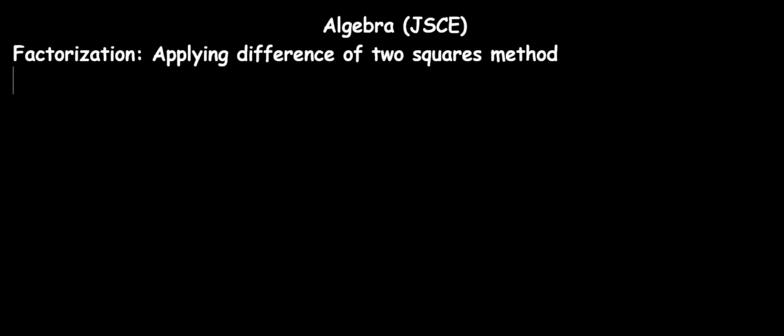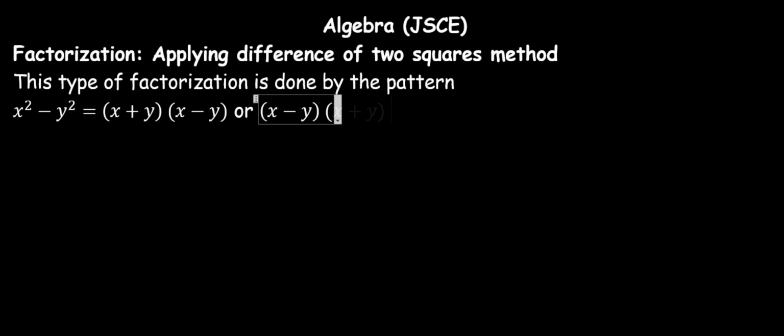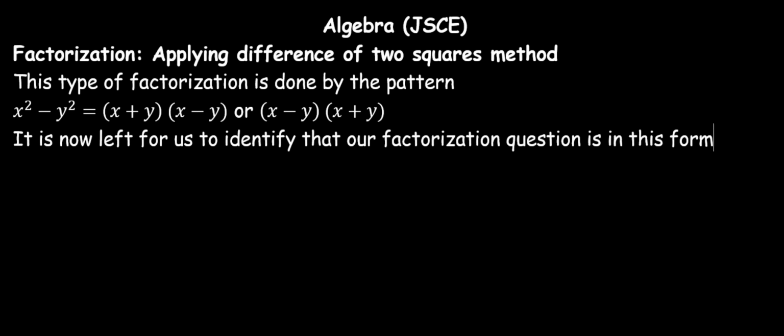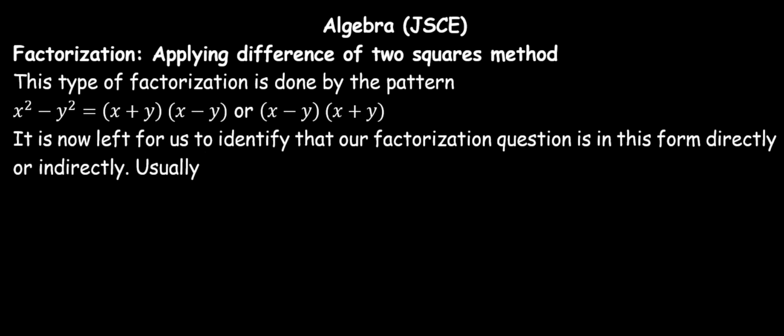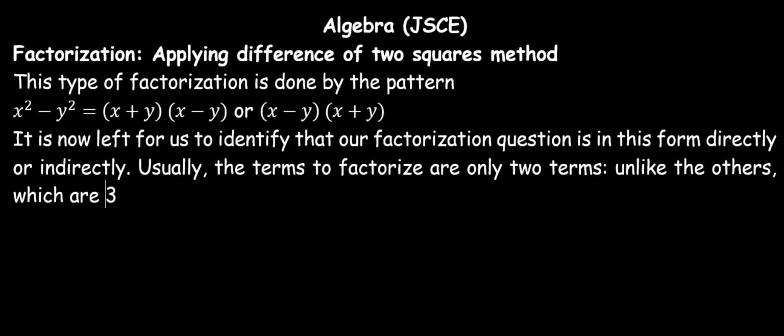This type of factorization is done by the pattern x squared minus y squared, which is equal to (x plus y) into another bracket (x minus y), or (x minus y) into another bracket (x plus y). It is now left for us as learners to identify that our factorization question is in this form, directly or indirectly. Usually, the terms to factorize are only two terms, unlike the others which are 3 or 4 terms.